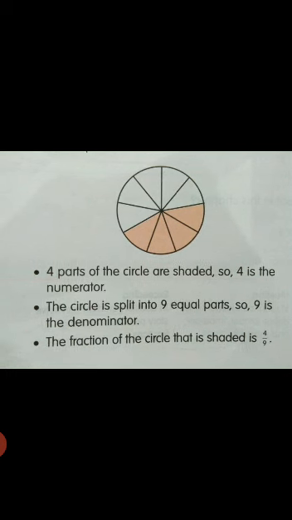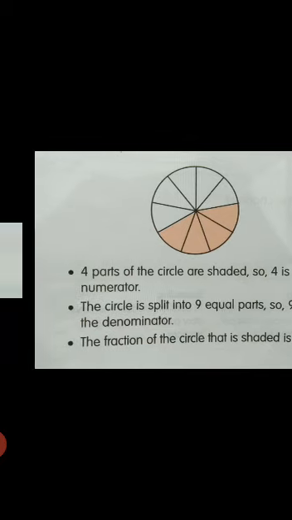The numerator represents the number of pieces that we have, and the denominator represents the total number of pieces. For example, as you can see in this circle, 4 parts of the color are shaded, so 4 is the numerator. The circle is split into 9 equal parts, so 9 is the denominator. The fraction of the circle is 4 divided by 9.